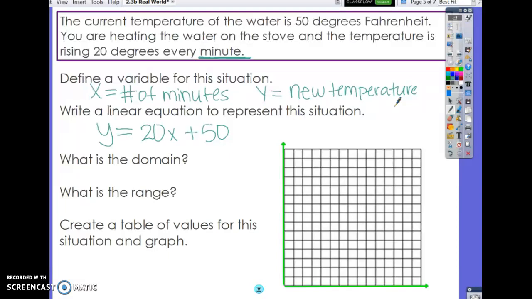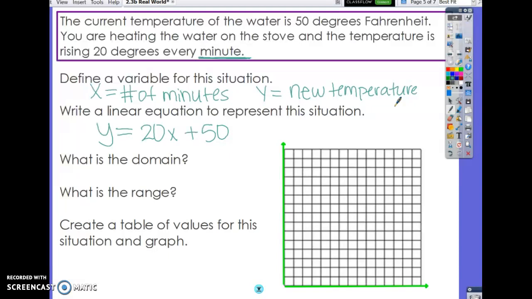Well, if X is the number of minutes, then Y, so our output, is the new temperature, right? The new temperature that we're going to get. So if we represent this as an equation, we are going to say that Y, our new temperature, is equal to 20 times X plus that starting point of 50 degrees. Okay? So 20 degrees for every minute X plus that original starting point. We want to be able to state the domain and the range of this problem.